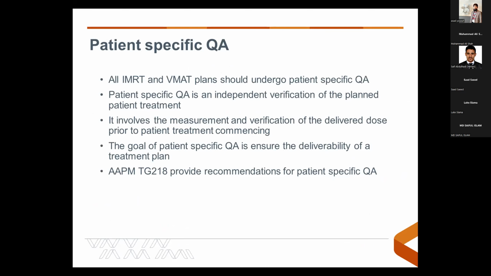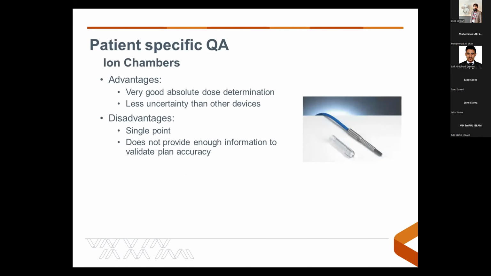Okay, patient-specific QA. So all IMRT and VMAT plans should undergo patient-specific QA. It's an independent verification of the planned patient treatment. It involves measurement and verification of the delivered doses prior to patient treatment commencing. The goal is essentially to ensure the deliverability and accuracy of the treatment plan compared to what you planned. AAPM TG 218 provides recommendations for performing patient-specific QA. So I'm going to go through a bit of what AAPM TG 218 says now.